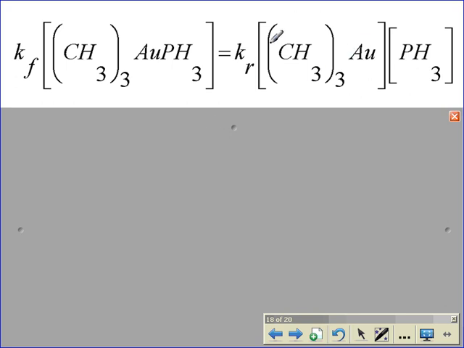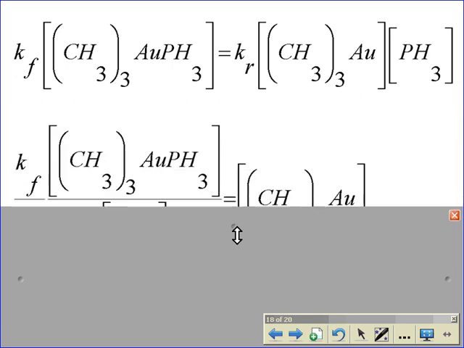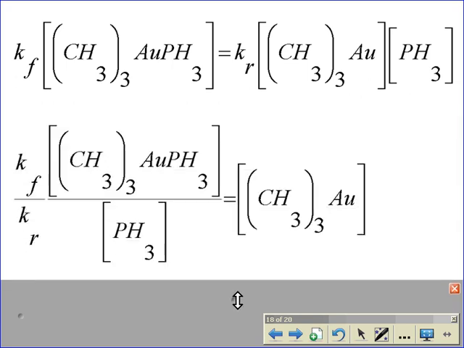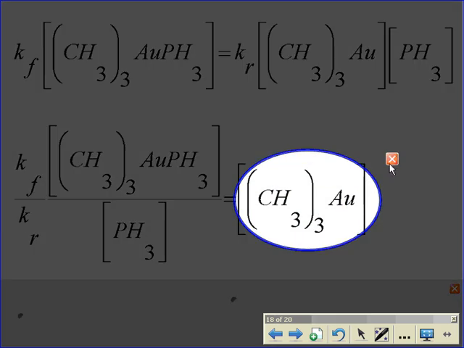Now I need to isolate this term, the one that's our problem. So that means I'm going to divide both sides by Kr and both sides by the concentration of PH3. And I get Kf over Kr times the concentration of the first reactant divided by the concentration of PH3, that'd be called phosphorus trihydride. And that equals the molecule which is in my slow step rate law.